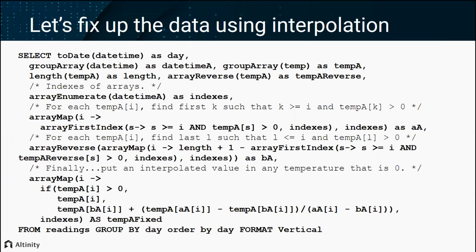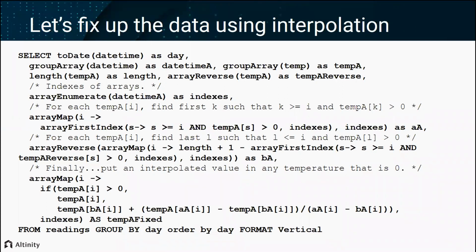So basically, we're using group array, as we discussed before, and we're grouping by day. For this particular sensor, it turns out there's only one sensor, so I don't need to add additional things to group by. But we're grouping by day. We're going to pull the readings for the day into a date time A array. We're going to pull the temperatures into an array called temp A. We're going to get the length of that array, and it turns out we're going to need to reverse the temperature array because we're going to have to search it two ways, going up and going down, to find the nearest values to our missing values.